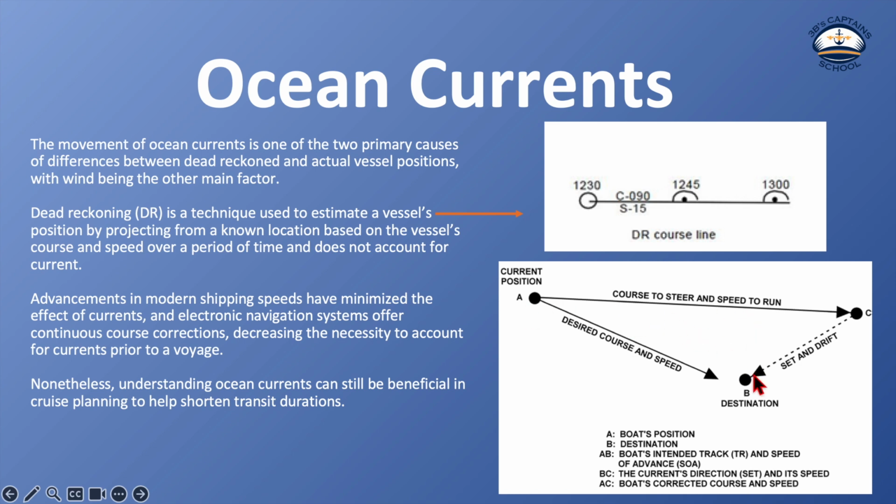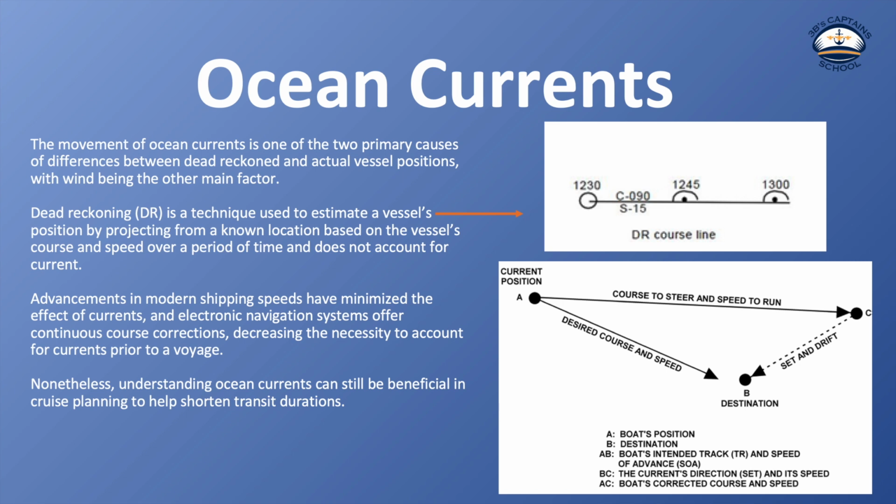So if we want to get to B, we're going to have to drive a course from A to C, which is our course to steer and speed to run, in order to reach position B. If we just drove the course to steer directly from A to B and the speed to run, we would end up down here somewhere. This is why it's important to know the current, for the most part, before you leave. At least have some idea of what the current is going to do to you.